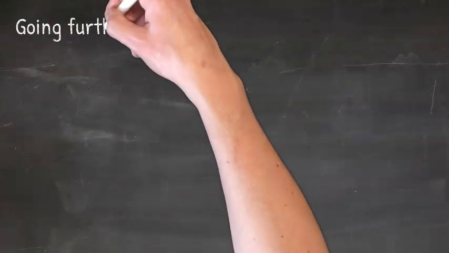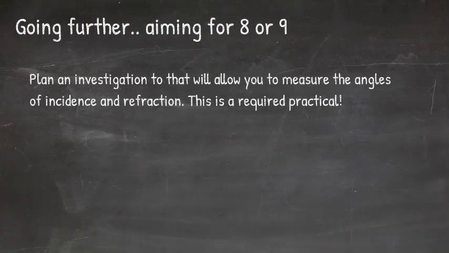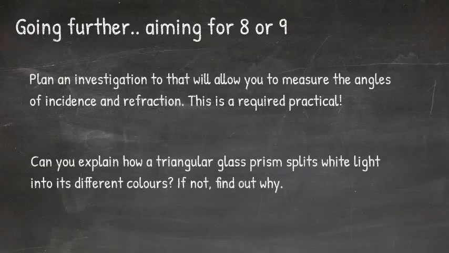And finally, if you are aiming for a grade 8 or 9, you need to be able to plan an investigation that will allow you to measure the angles of incidence and refraction. This is a required practical. Also, can you explain how a triangular glass prism splits white light into its different colours? If not, find out why.